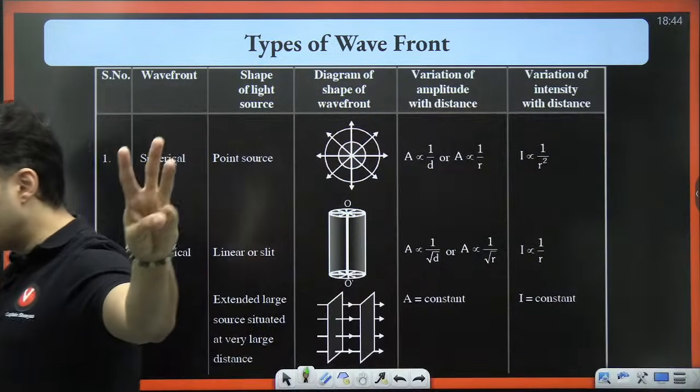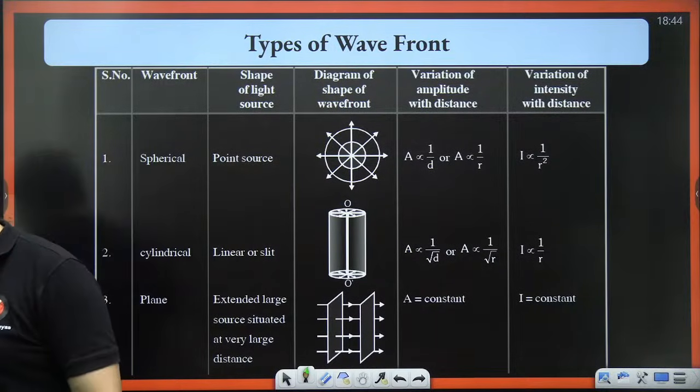Is this part clear? Part number 3? Is that part number 3 clear?